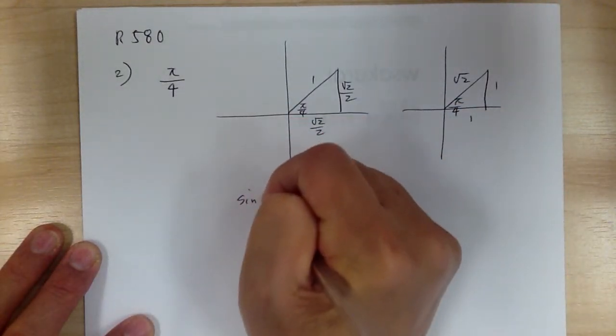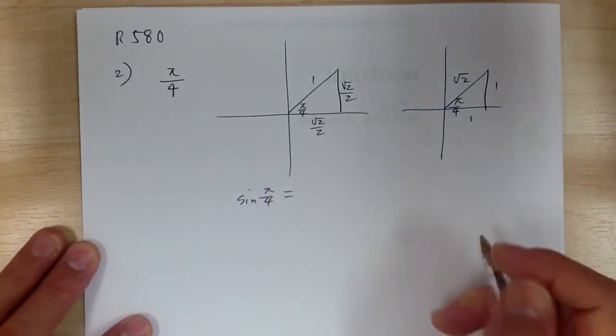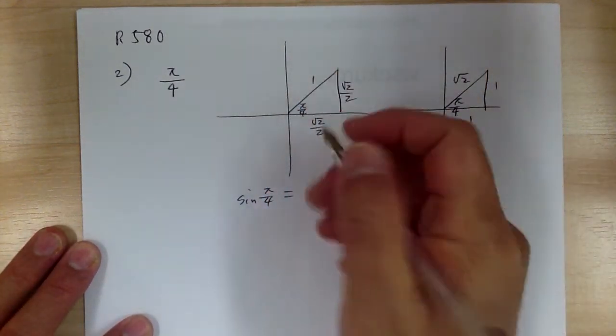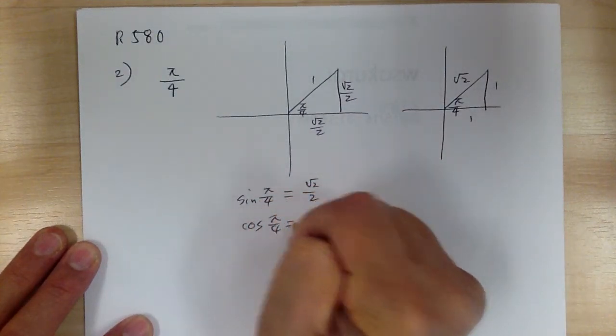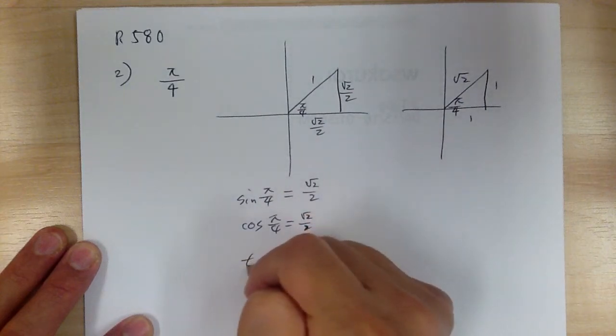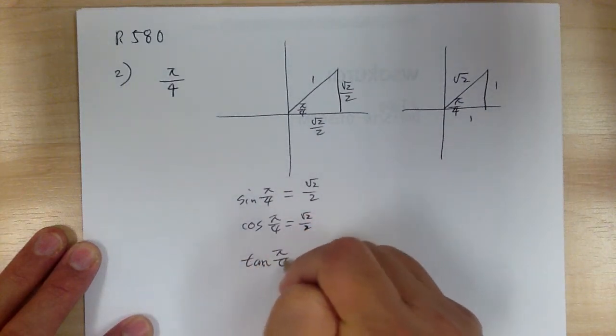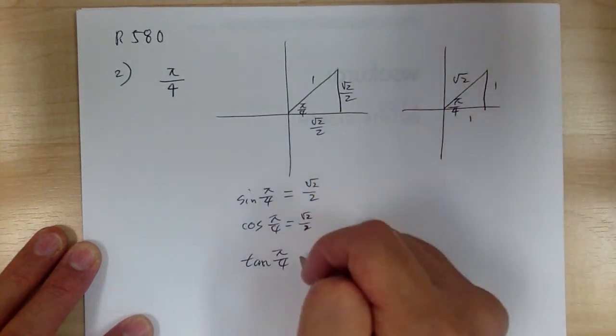So sine, you can use pi over 4 or you can use theta, doesn't matter. So sine is this over this, so it would be square root of 2 over 2. Okay, cosine of pi over 4 is this over this, so it would be square root of 2 over 2. Okay, tangent of pi over 4 is this over this or this over this, either one, right? They're the same, so it would be 1.